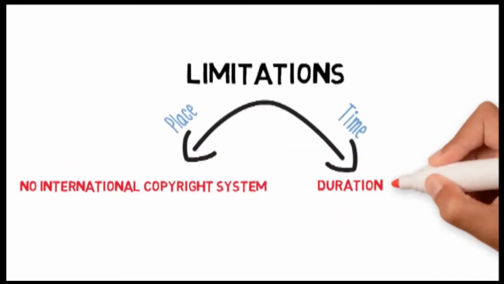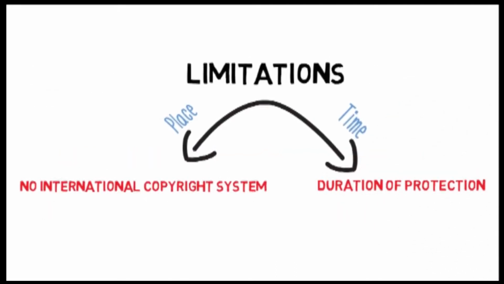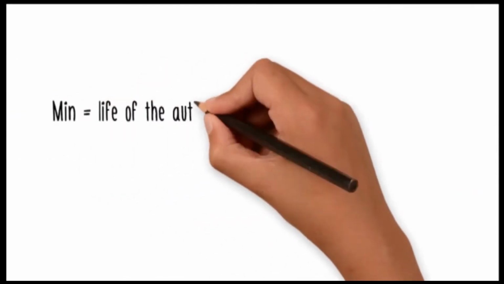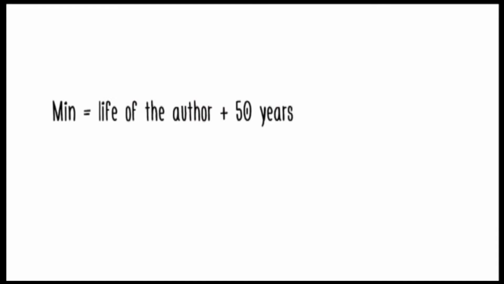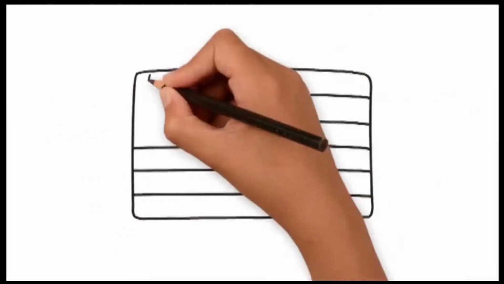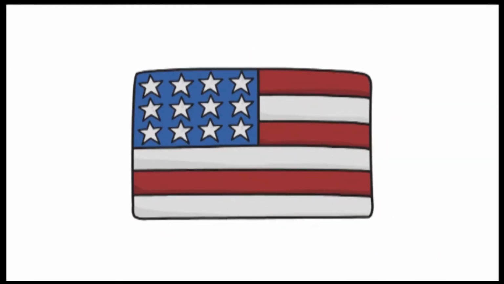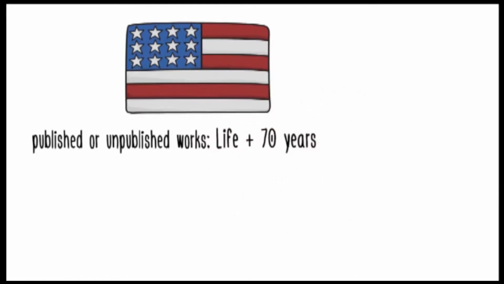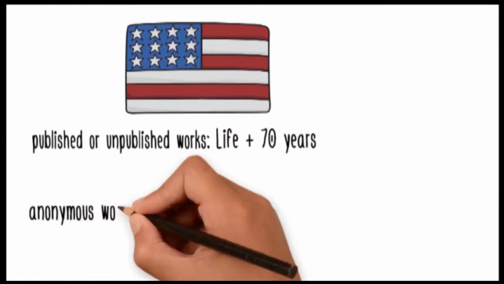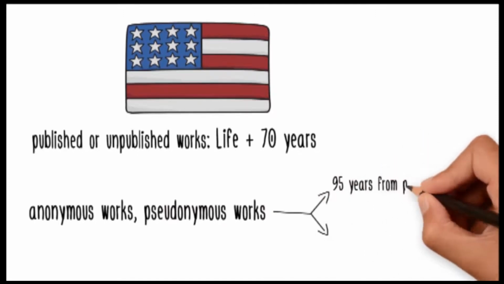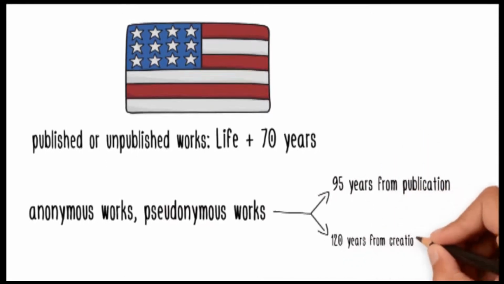About the limit of time. Although Berne sets a minimum duration of a copyright in a literary work equal to the life of the author plus 50 years, the duration of copyright may vary from country to country according to the type of work. For example, in the USA, since 1978, with published or unpublished works the length of protection is life plus 70 years. With anonymous works, pseudonymous works, or works made for hire, this length is calculated as 95 years from publication or 120 years from creation, whichever is shorter.